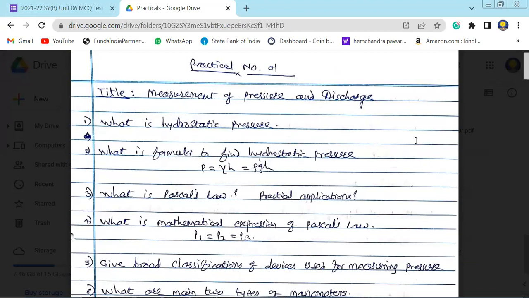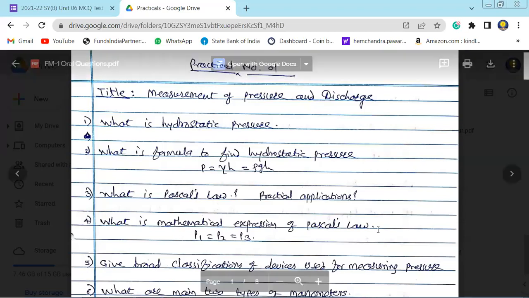You can note down these questions. What is hydrostatic pressure? What is formula to find hydrostatic pressure? What is Pascal's law? What are the practical applications of Pascal's law? What is mathematical expression of Pascal's law?